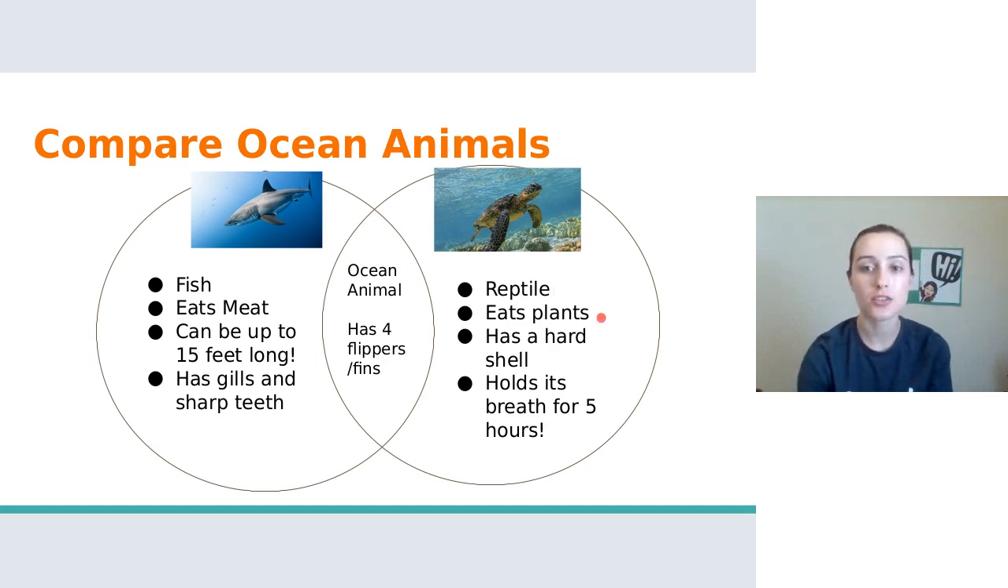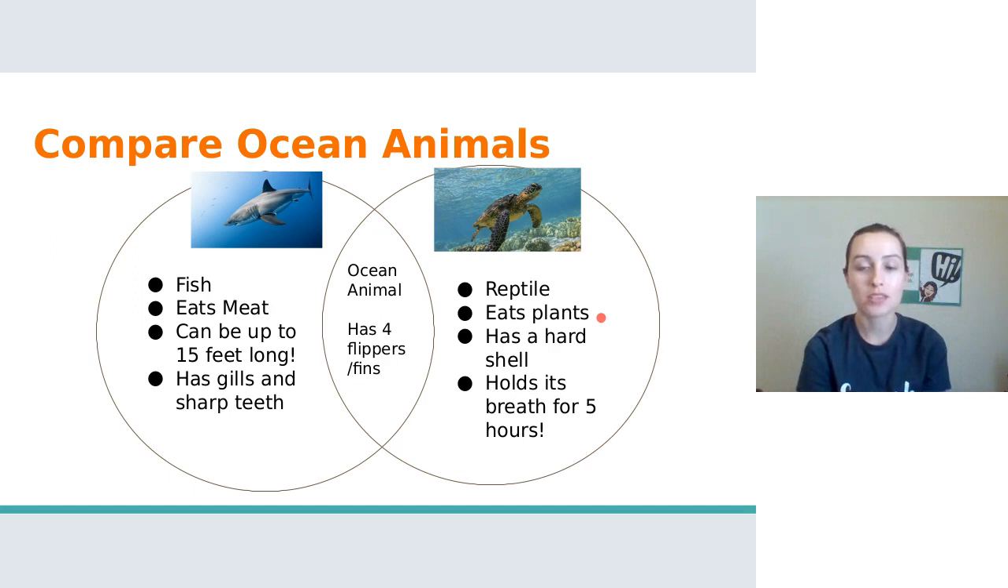Sea turtles eat mostly plants. They eat kelp and seaweed, and that's what makes them kind of green in color. A sea turtle also has a hard shell that helps protect it. Sea turtles can hold their breath for up to 5 hours underwater. So even though they're not a fish, they can't breathe underwater, they can hold their breath for a really, really long time.